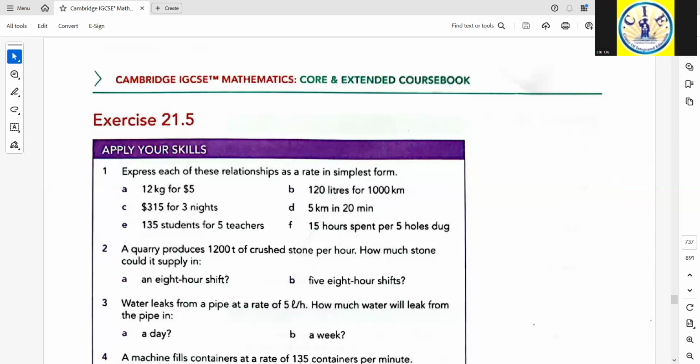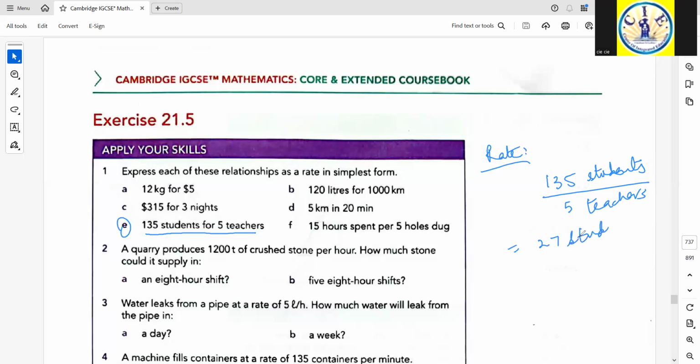Now it's part E, 135 students for 5 teachers. So the rate is going to be 135 students divided by 5 teachers. Simplifying it, we get 27 students per teacher, per one teacher. So that is the rate.